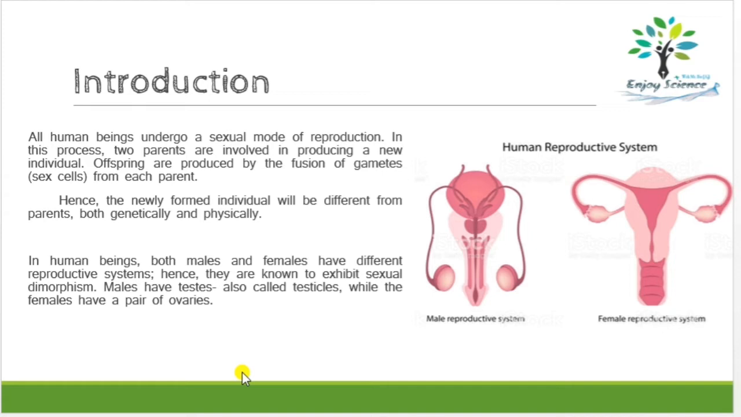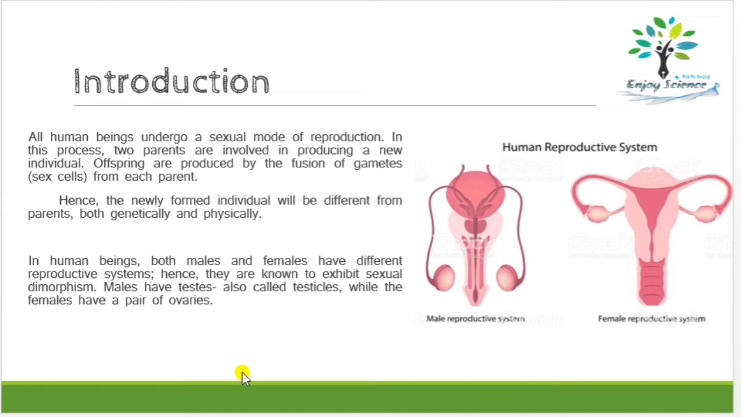After the fusion of the gametes, offsprings are formed. Offsprings are produced by the fusion of gametes, those sex cells. The male gamete, that is sperm, and the female gamete, ovum, fuse together, then a zygote is formed and it develops into an embryo, then a fetus. Likewise, offsprings are formed. Since there is involvement of two parents, the newly formed individual will be different from the parents, both genetically and physically, because two parents are involved.